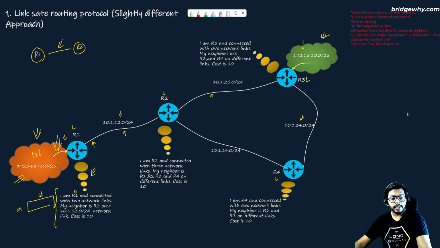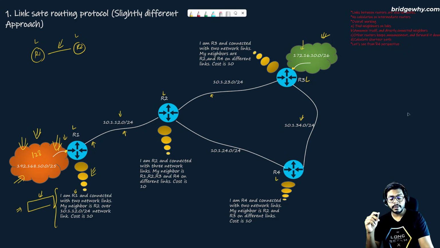And absolutely, over this orange network, we do not have any neighbor because we do not have any router there which is running this link state routing protocol. What is the definition of neighbor? I'm again saying, it should be on my same link and it should be running the same routing protocol which I am running, right? And from R1's perspective, R2 is fulfilling this condition because it is connected over this link and it is running the same routing protocol.